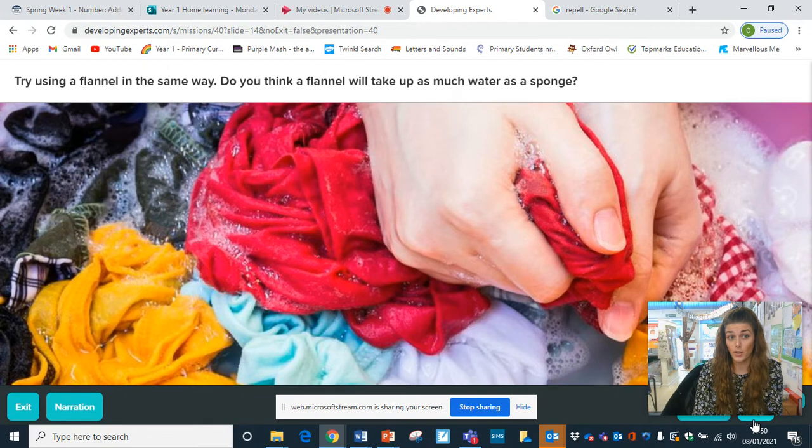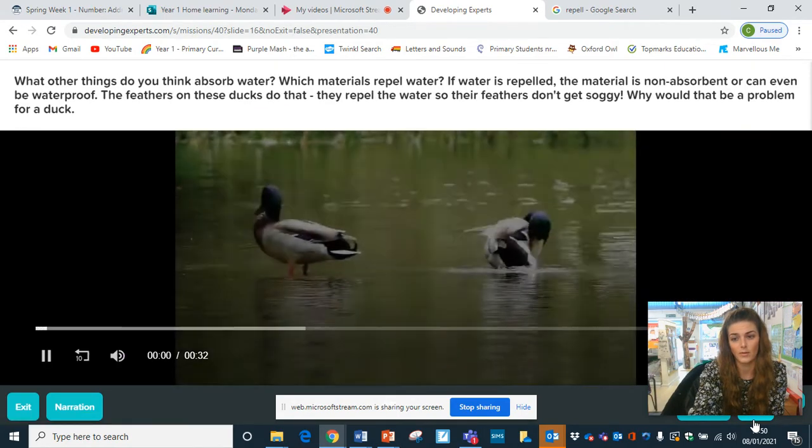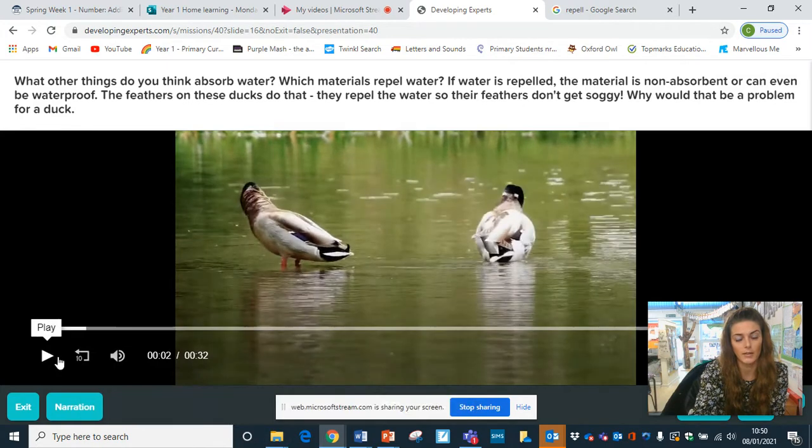And then have a try using a flannel, do the same thing with the flannel, and see which one takes up more water. Was it the flannel or the sponge? Then have a think, based on your knowledge from this about absorbent materials and the materials being used. You're going to do a little experiment to see which materials absorb the most water, so you can predict them.